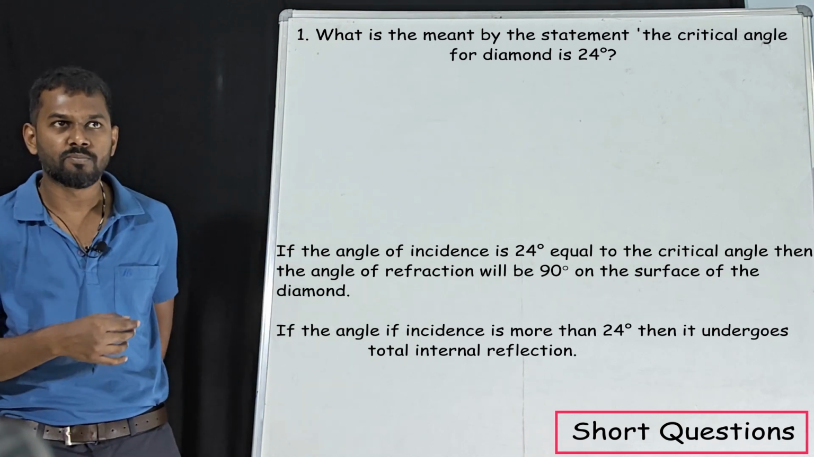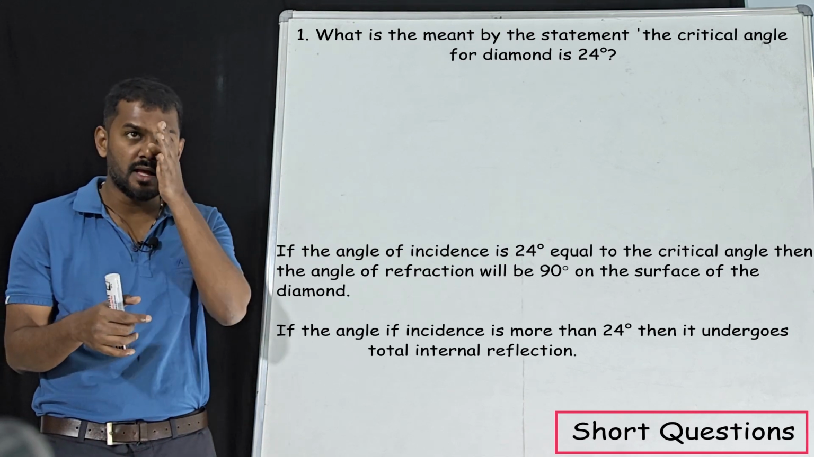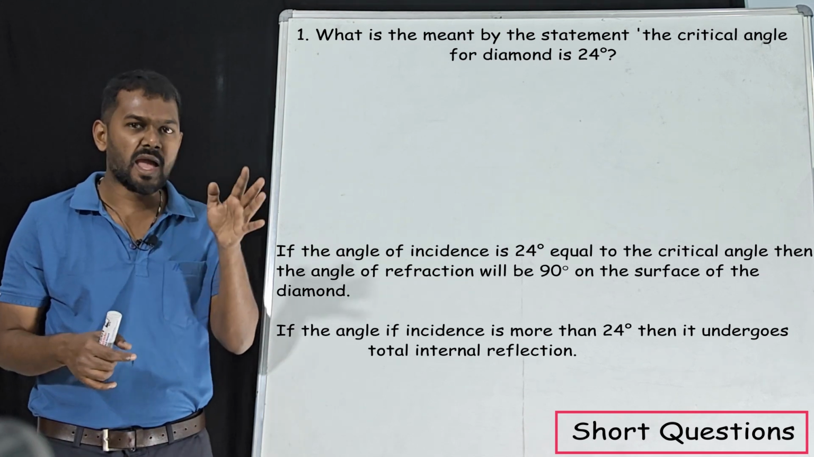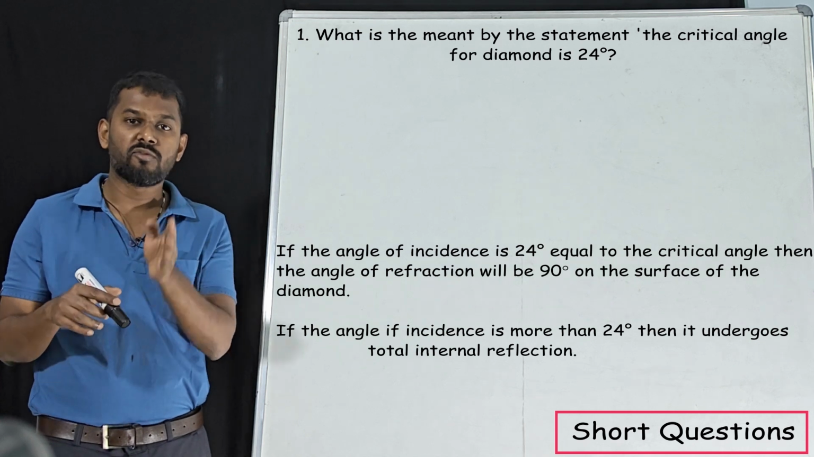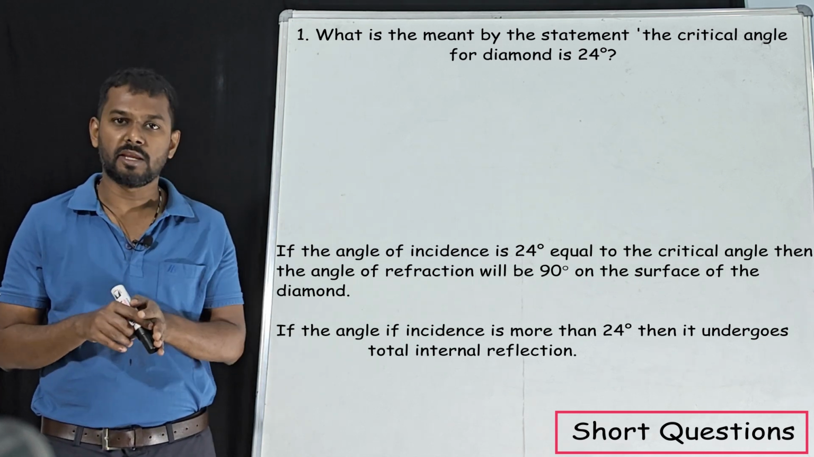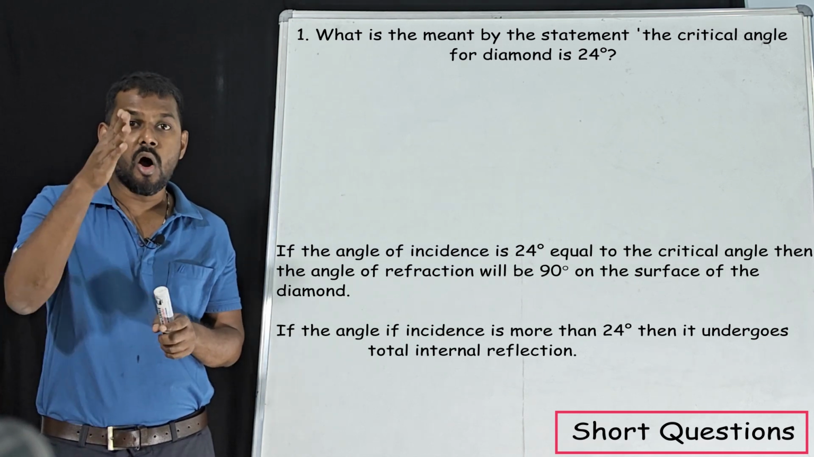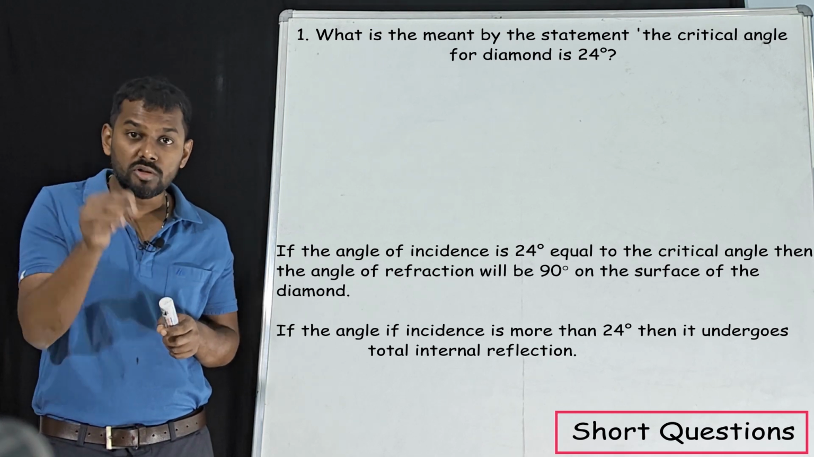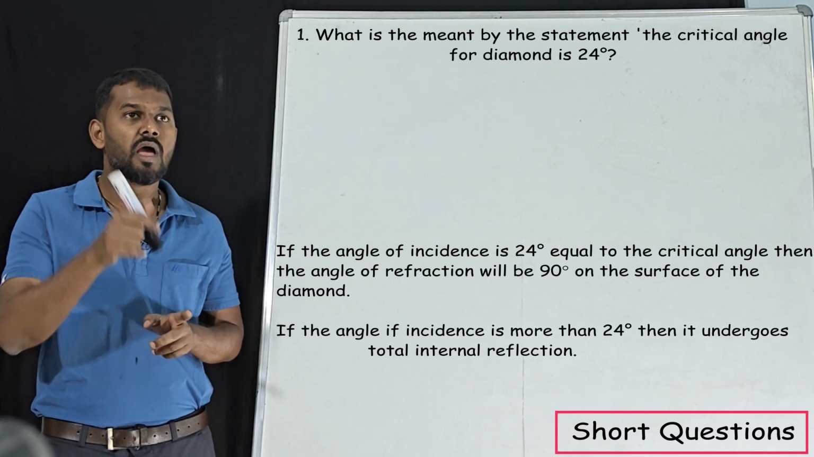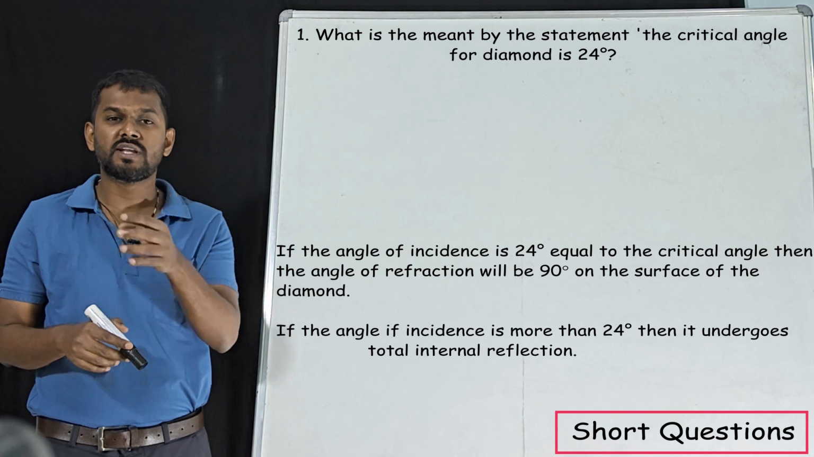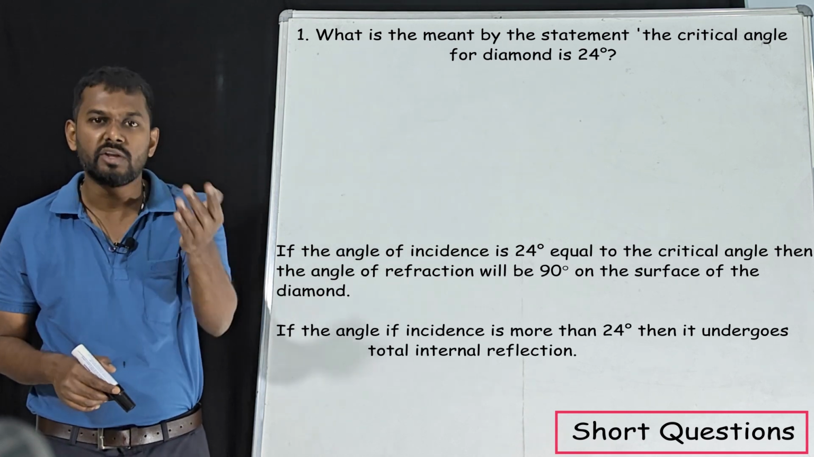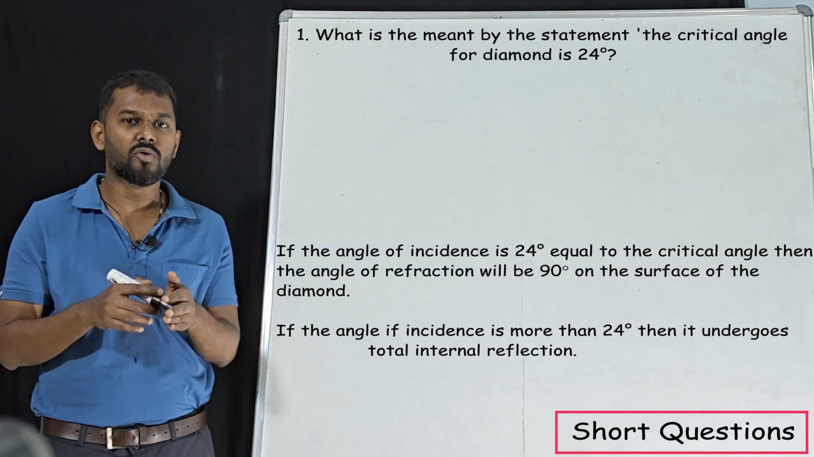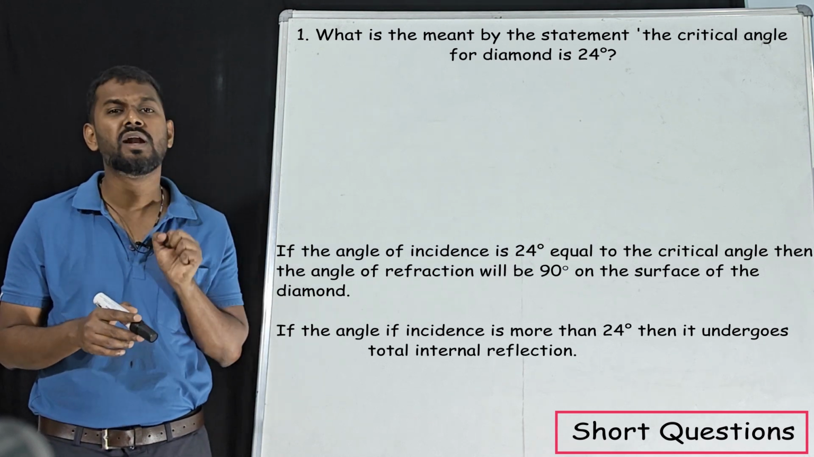So I'll repeat one more time. If the angle of incidence is equal to 24 degrees for diamond, then the refracted ray will be at 90 degrees on the surface of the diamond. And if the angle of incidence is more than the critical angle, that is, more than 24 degrees, then it undergoes total internal reflection within the diamond.